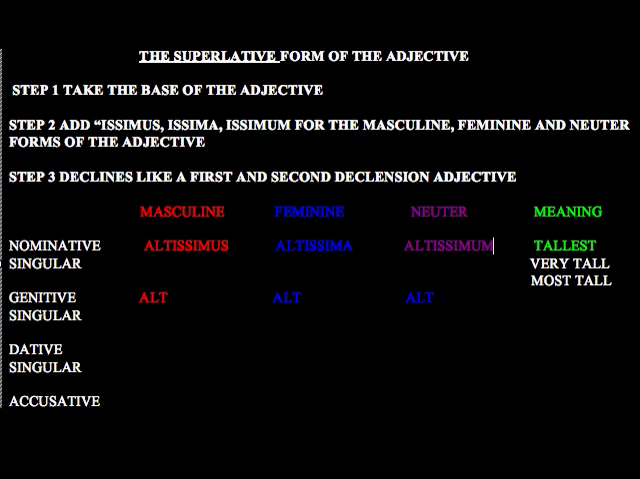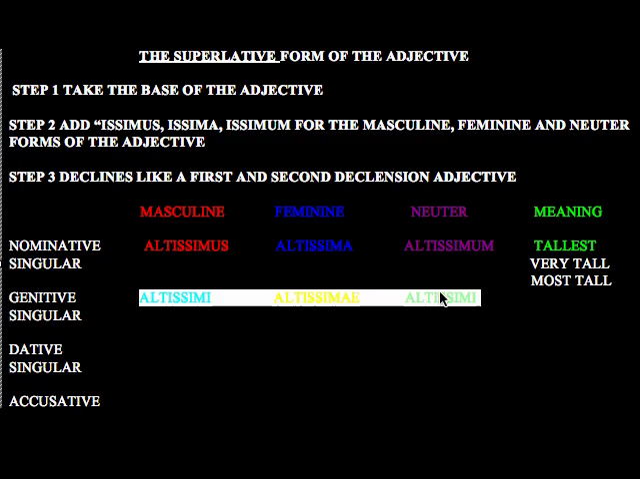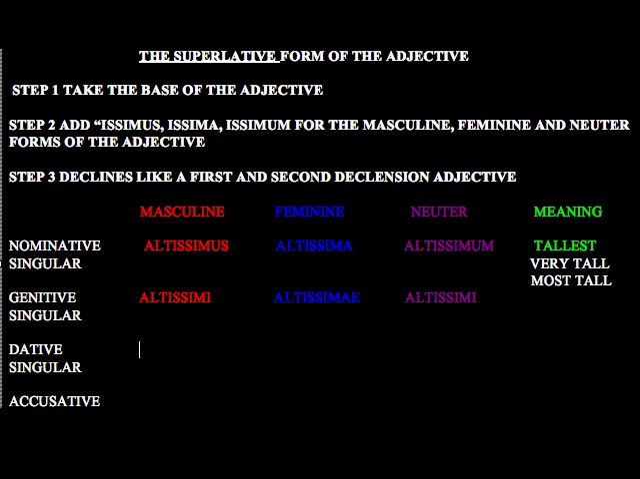Now you'll notice, like the positive form, that we're dealing with an us, a, um adjective. So you see that it's just a standard first and second declension adjective with standard first and second declension endings. So the genitive of this is just going to be altissimi for the masculine. For the feminine, it's going to be altissimae. And then, of course, for the neuter, it's also going to be altissimi.